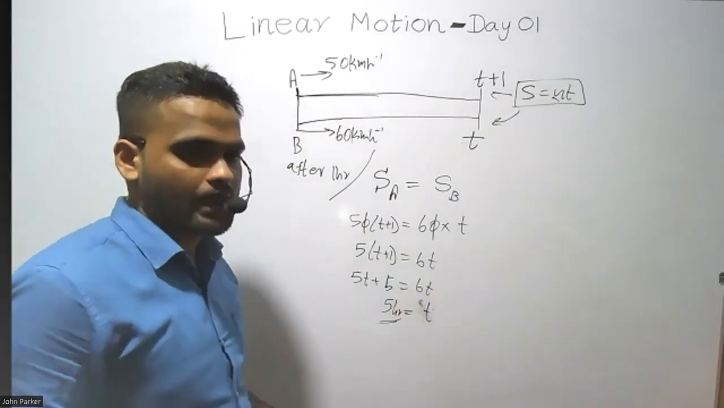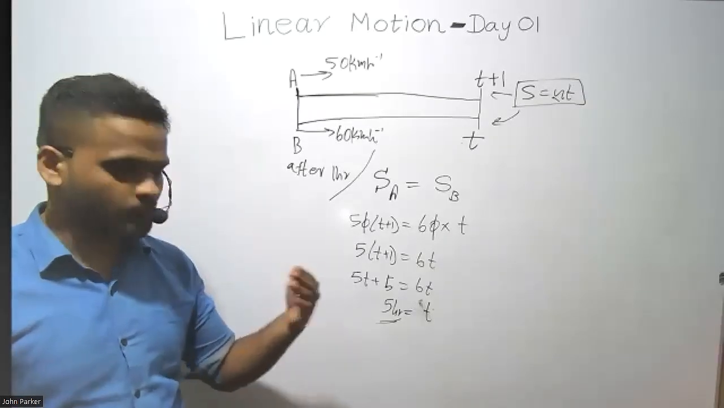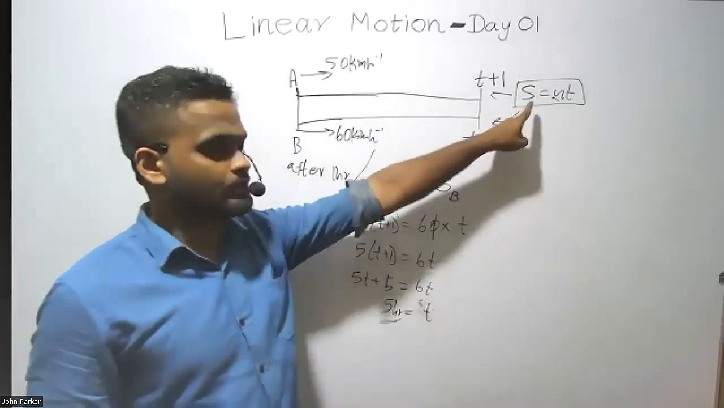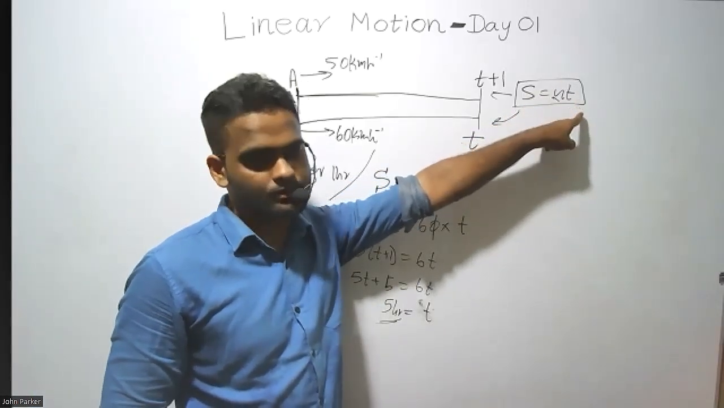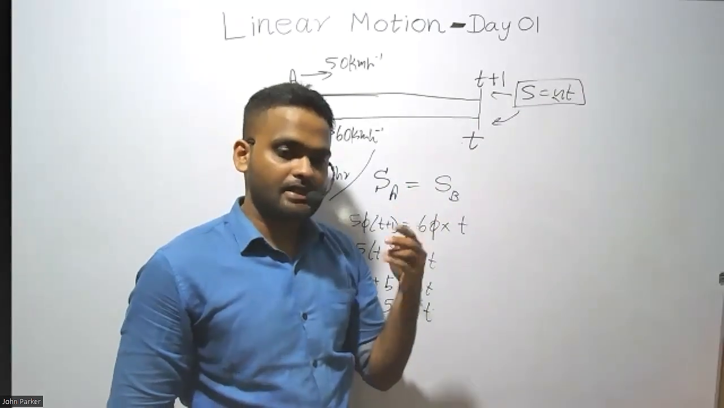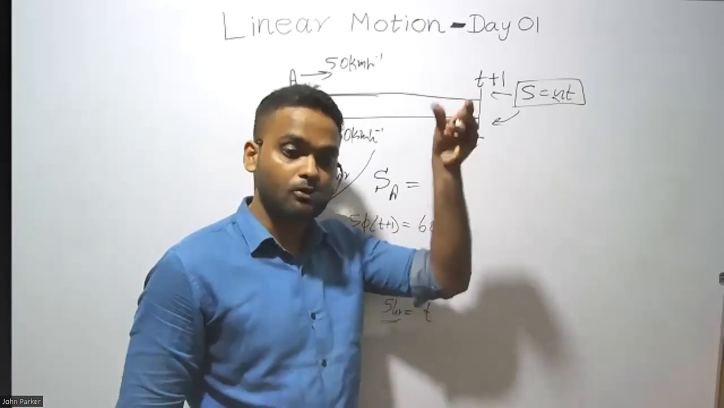So I think now you have a clear understanding of how to use uniform velocities in questions, right? You just have to apply S equals ut to those types of questions. But whenever there is acceleration, you always have to refer to those motion equations.